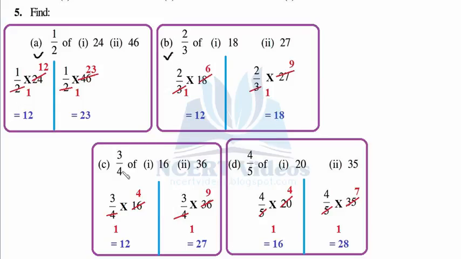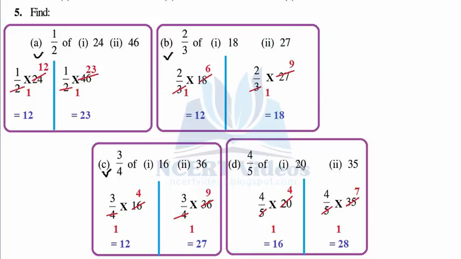Now C, 3 by 4 of 16. So we will write it, and also with 36 we will write them. Now 1 4 is a 4, 4 4s are 16, and 4 3s are 12. Now 1 4 is a 4, 9 4s are 36, 9 3s are 27. So that was your C part.